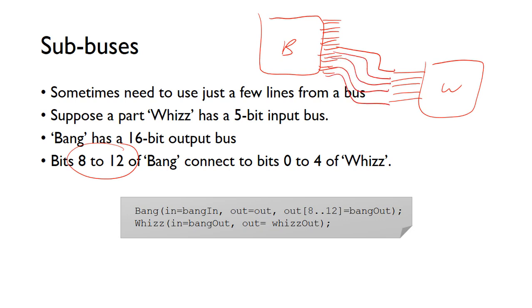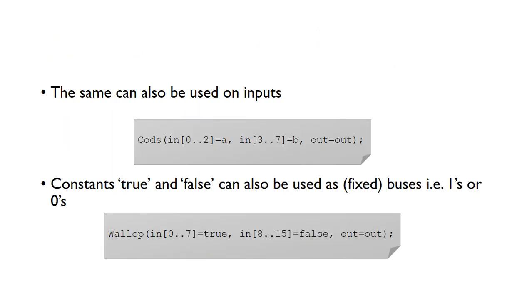You can just specify a sub bus. So here, the output of bang, bits 8 to 12, are defined as bang out, and then on the Wiz input, I can just assign it to that. So we're just assigning these bits 8 to 12 into the input bus of Wiz. So that's how we use sub buses.